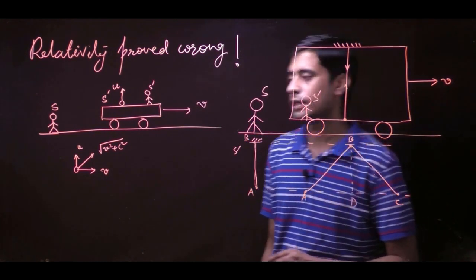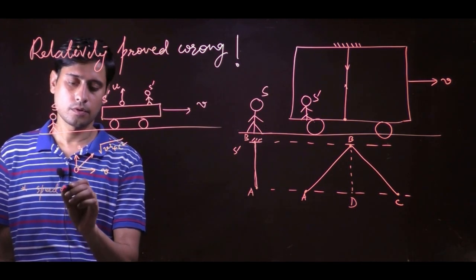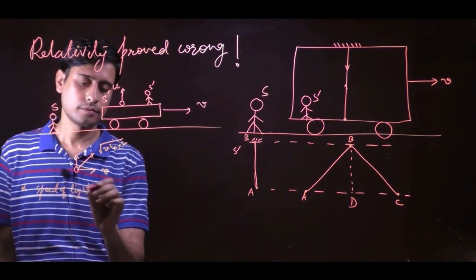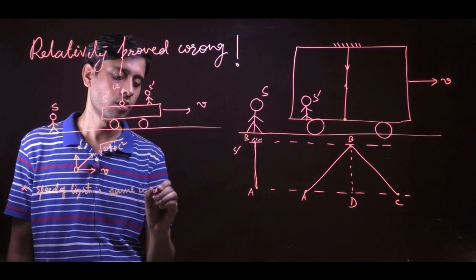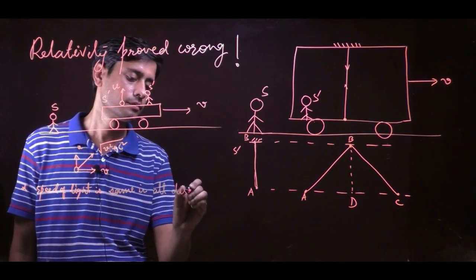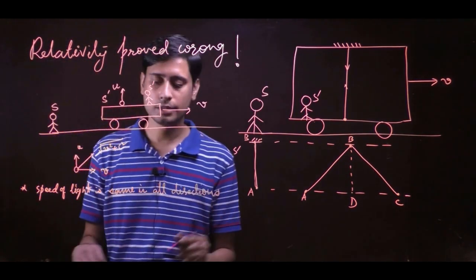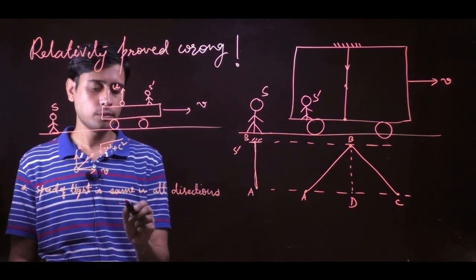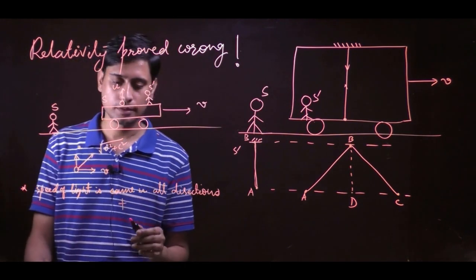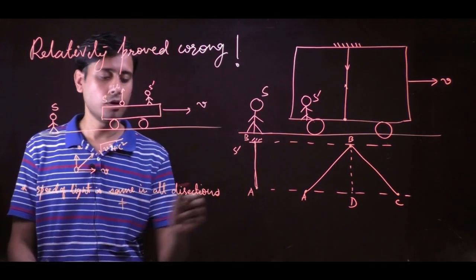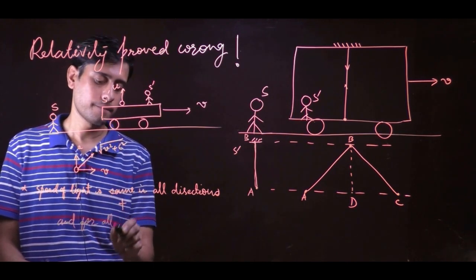So in the last lecture what we said is that the speed of light is the same in all directions. But it's not the complete story. With this we have already assumed one more thing, that the speed of light is the same in all directions and for all observers.